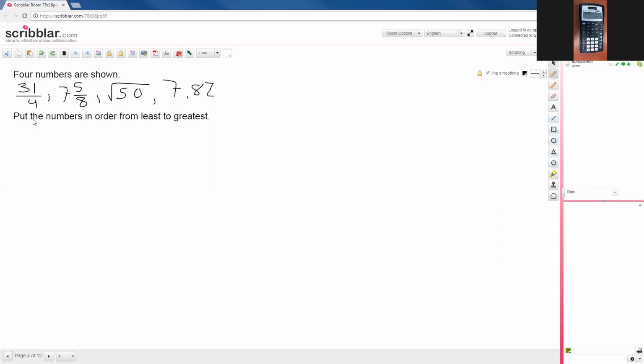So the 31/4, does anyone remember what math symbol we use in order to make this into a decimal? Are we going to add, multiply, subtract, or divide? What is missing?